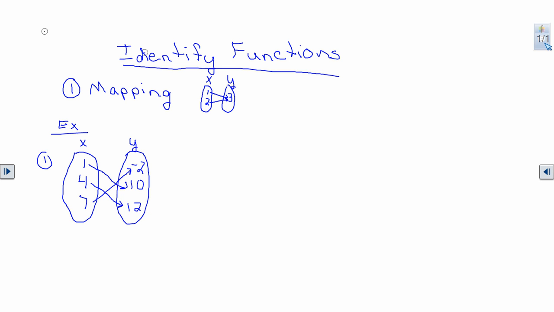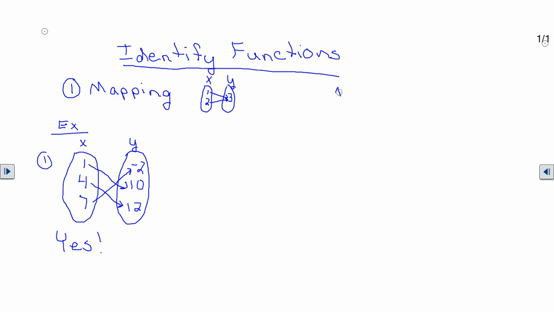Remember, your objective, your learning target, is to be able to identify functions, to say, yes, this is a function and why, or no, this is not a function and why. So, is this a function? Well, yes, because this X has only one Y, only one Y, only one Y. Definition of a function is that each X has only one Y. So is this a function? Yes, and again, it is because each X has only one Y.